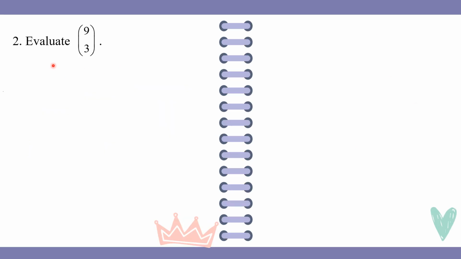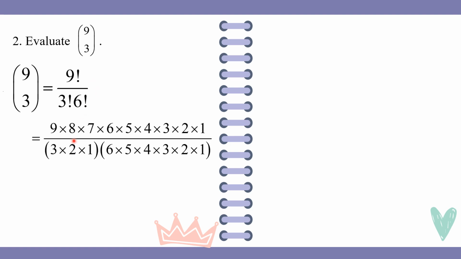We'll now evaluate 9 choose 3. 9 choose 3, from the formula given earlier, will be 9 factorial over 3 factorial, and 9 minus 3 will be 6, so we'll have 6 factorial. And we know that 9 factorial is the multiplication of all the whole numbers from 9 to 1. 3 factorial will be the multiplication of all the whole numbers from 3 to 1. And 6 factorial will be the multiplication of all the whole numbers from 6 to 1. When you press your calculator, you'll get 84.